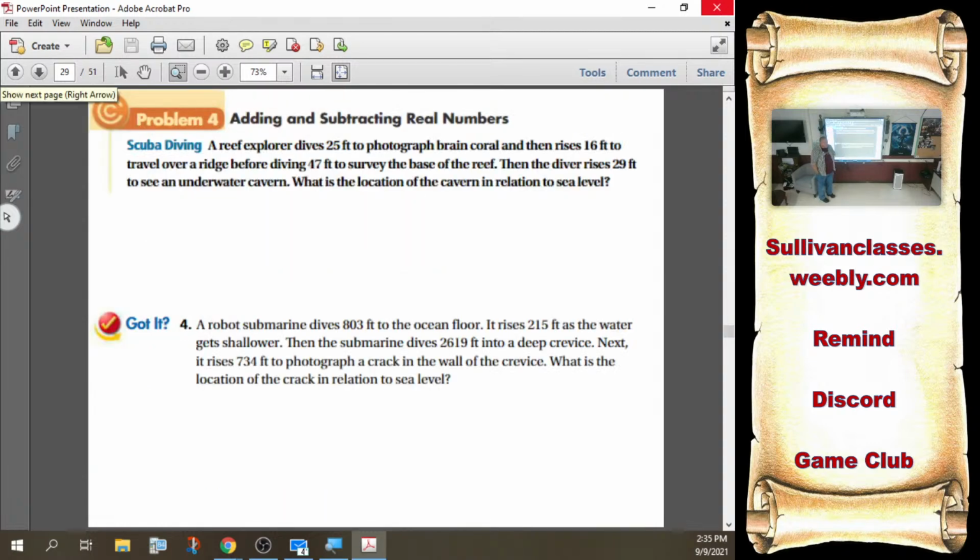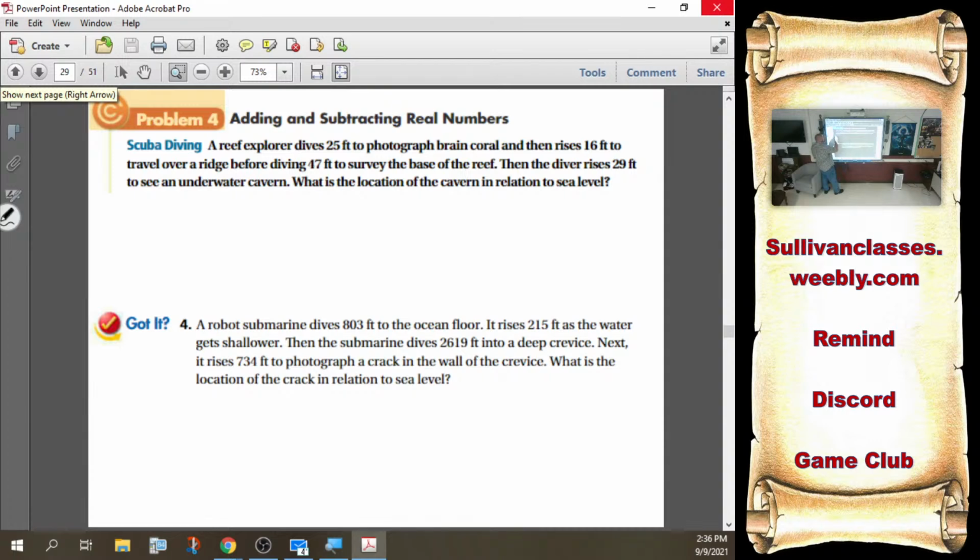Oh no, real numbers and real words. And then Satan said, let there be math and words together. A reef explorer dives 25 feet to photograph brain coral. Y'all ever heard of brain coral? No. Neither have I. Rises 16 feet to travel over a ridge before diving a further 47. Then they rise another 29 to a cavern, blah, blah, blah. Write these down in a line.